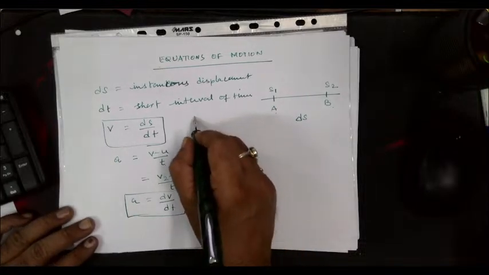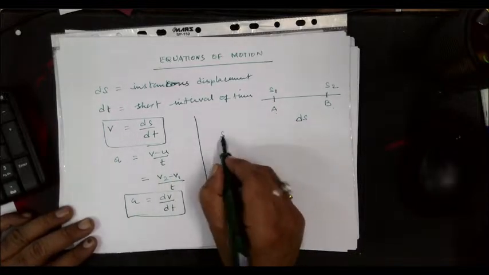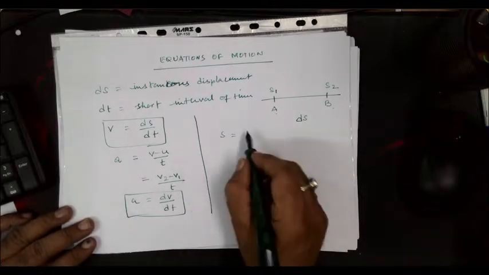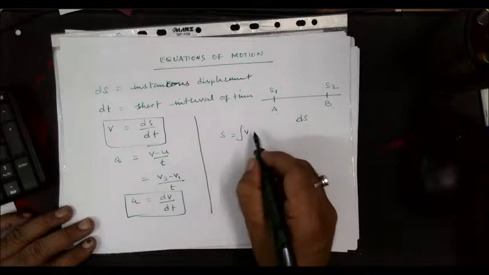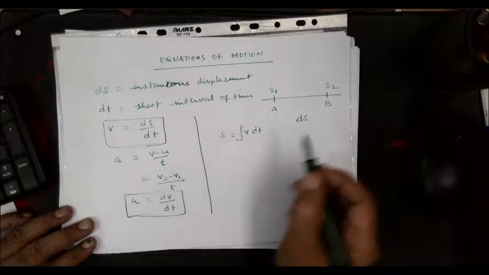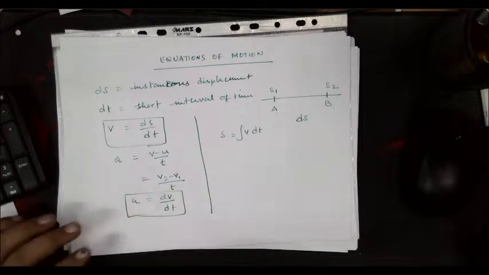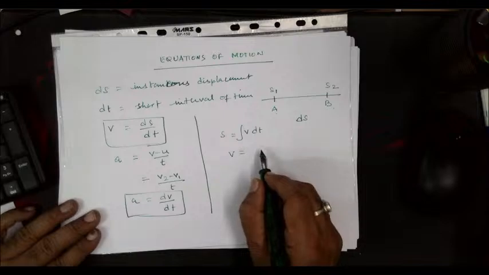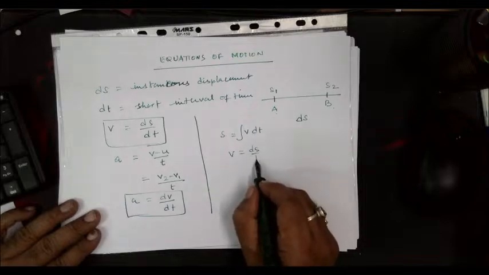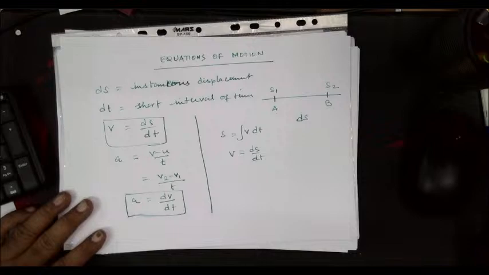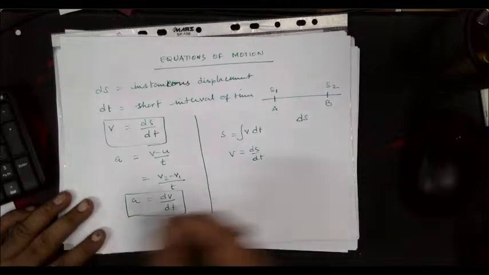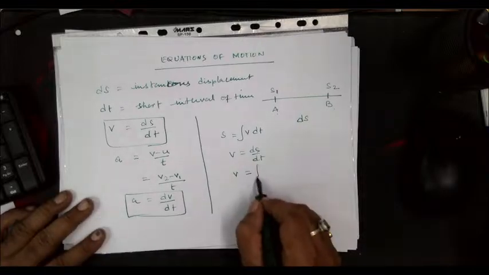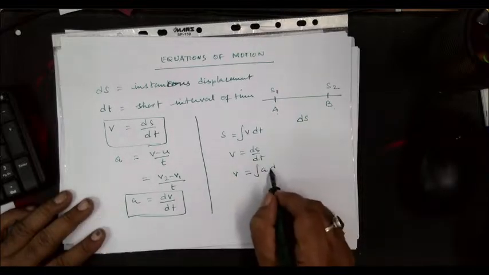And this displacement can also be represented in terms of integration. For example, v into dt. And this v is nothing but ds by dt. So the velocity can also be represented as v integral a of dt.